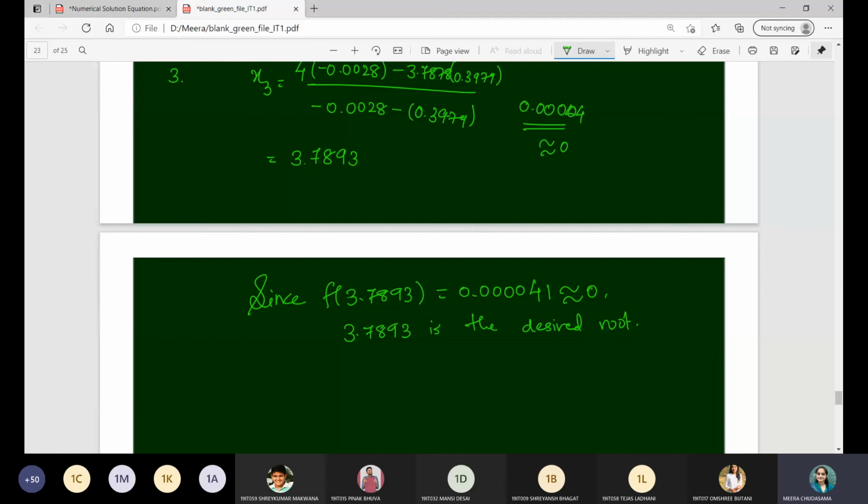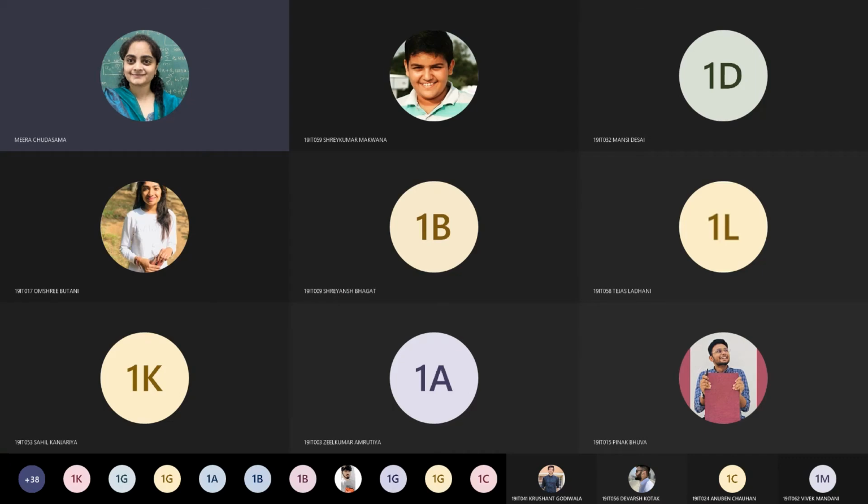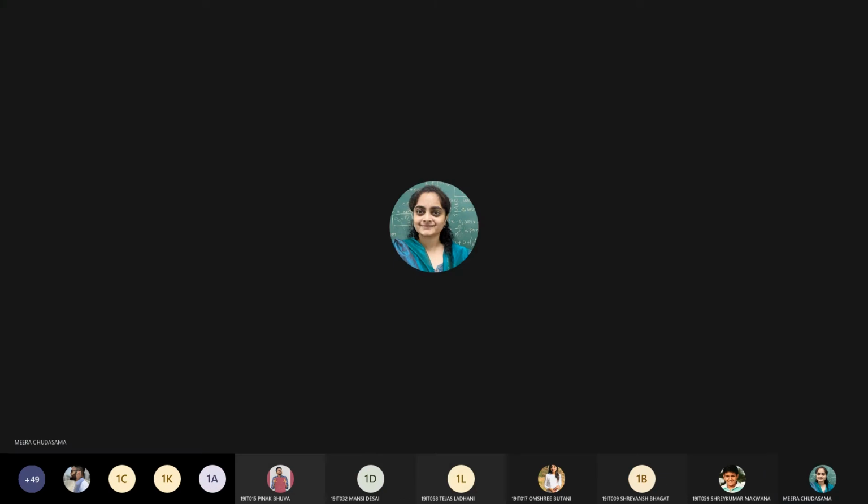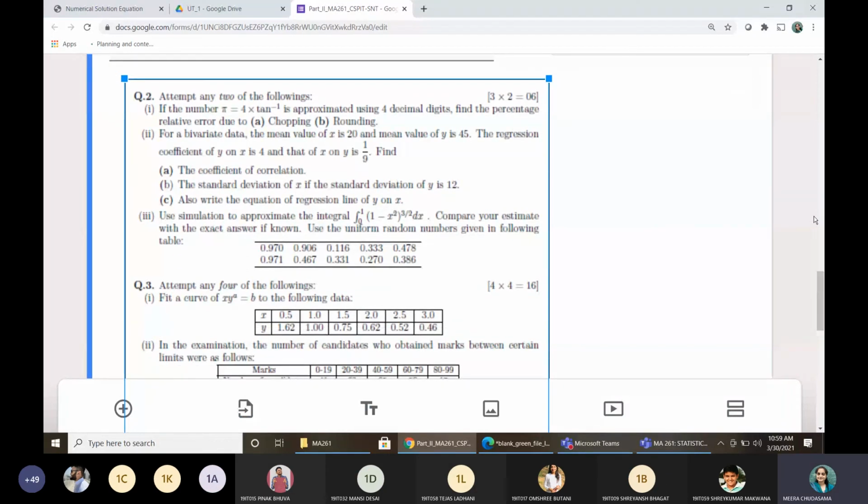But right now, since your class is falling under my observation, I am going to share the marks of your unit test 1. Before sharing the marks, I would like to discuss the solution of the unit test 1. So for that I am sharing my entire screen. Let me know whether it is visible to you or not. Is it visible? Yes, ma'am. Where you are able to see the question paper.